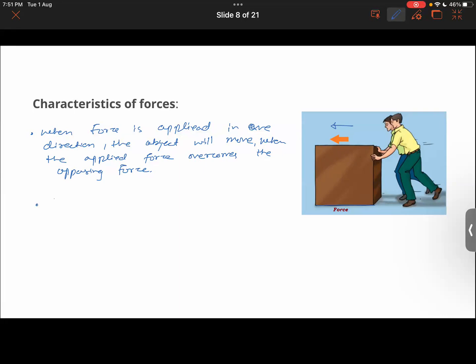This force also has some magnitude, and it will have some direction as well.